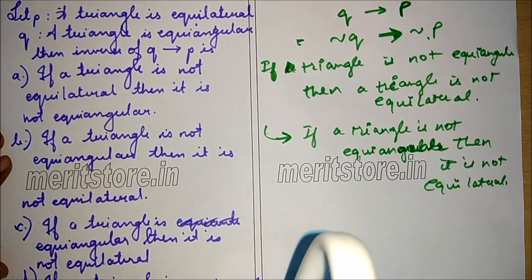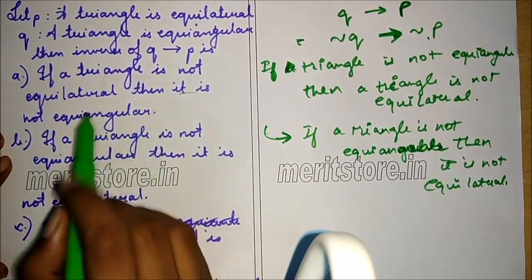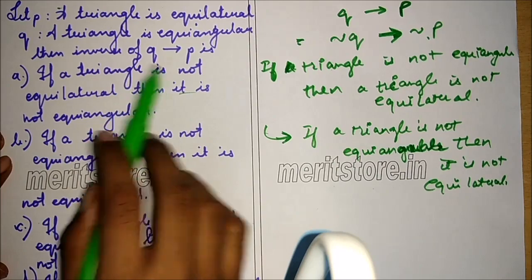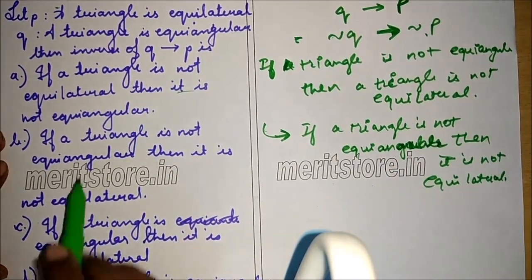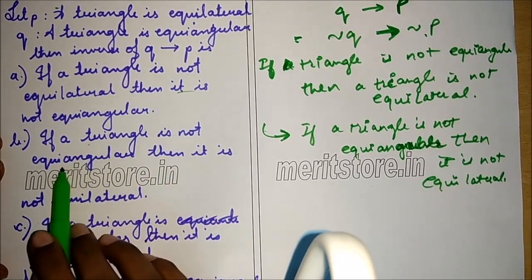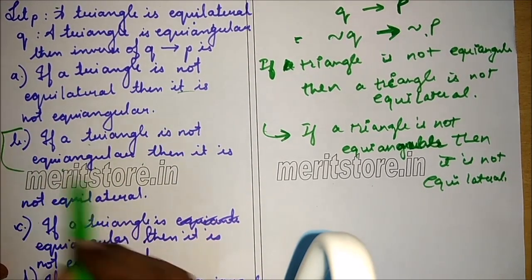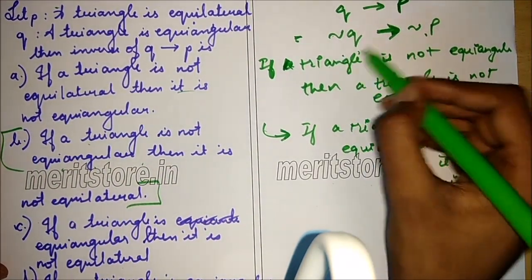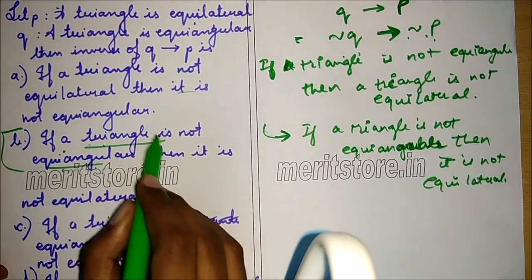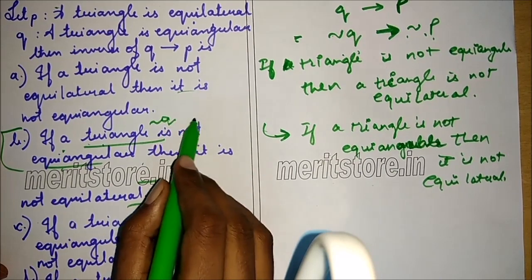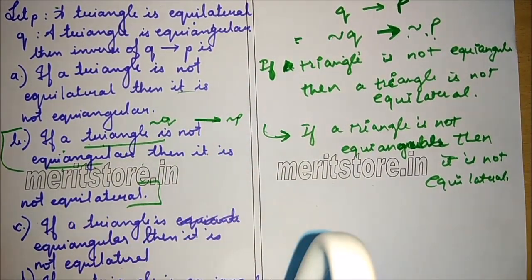So we'll check this and compare the statements. If a triangle is not equilateral, then it is not equiangular. This is not what we want, it is the opposite of that. It should begin with the triangle is not equiangular. So statement B, if a triangle is not equiangular, then it is not equilateral triangle. So B is what we want, that is negation of Q implies negation of P. That is, if a triangle is not equiangular, which is negation of Q, then it implies it is not equilateral, that is negation of P.